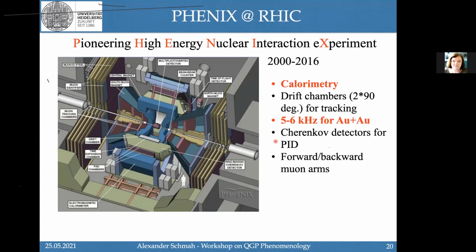Another big step forward is the data taking rate, which is actually very good for those drift chambers because they are relatively thin. You can the drift time of the electrons which are produced in there is relatively short. That's why you can have a high data taking rate. And this was in this case about 5 to 6 kilohertz for gold-gold collisions.